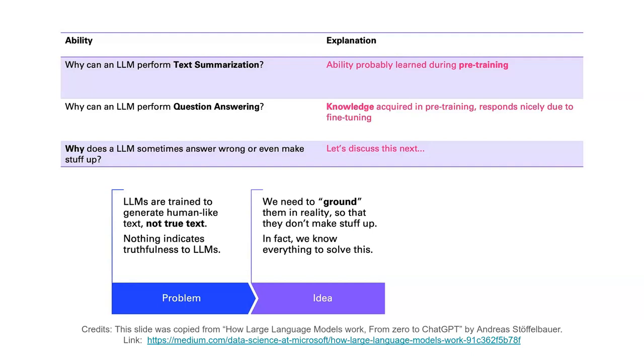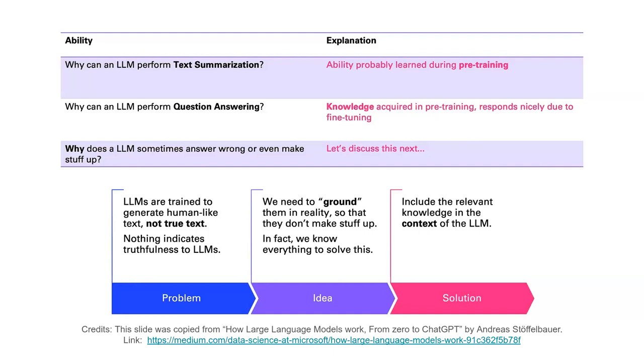In fact, we know everything to solve this, like I gave just an example. Include the relevant knowledge in the context, so the LLM can refer to that context and give you more reliable information. This context is nothing but our prompt.